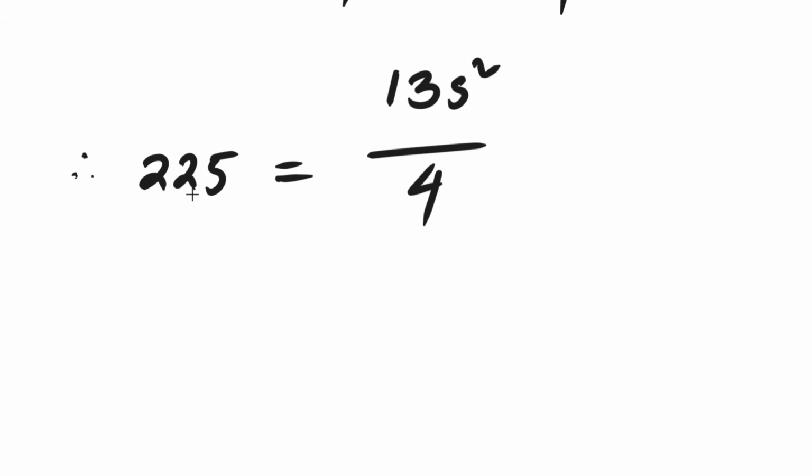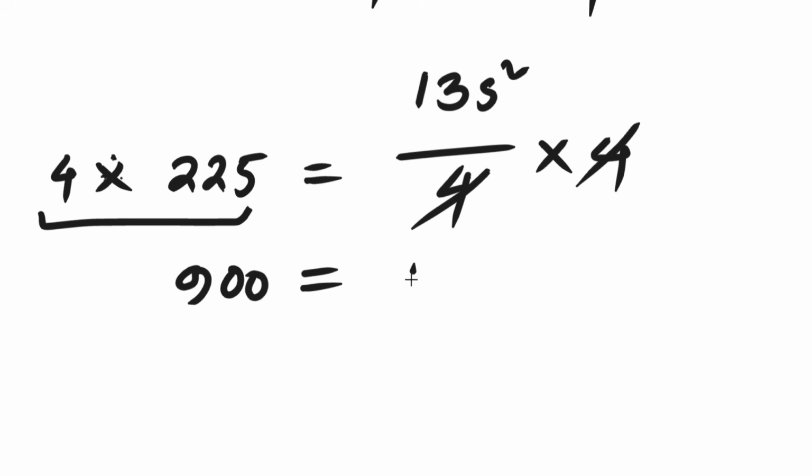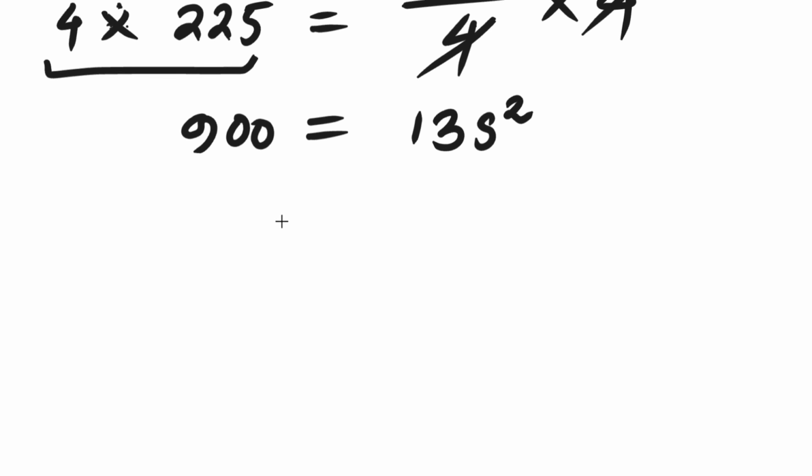To eliminate the denominator, multiply both sides of the equation by 4. On the left side, 225 multiplied by 4 equals 900. On the right side, the 4's cancel, leaving 13s squared. So we now have 900 equals 13s squared.